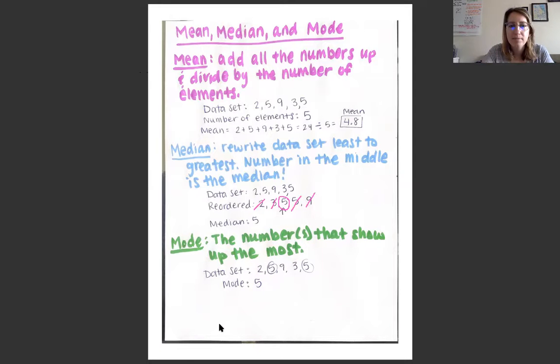All right, so down here for the mode, it's just the numbers that show up the most. So you look at the data set, there's 2 5s, so the mode is 5. That's what's really nice about it. It's the most straightforward one. Now if you have 2 numbers that both show up 2 times, you write both of them. Say it's 5 and 2.